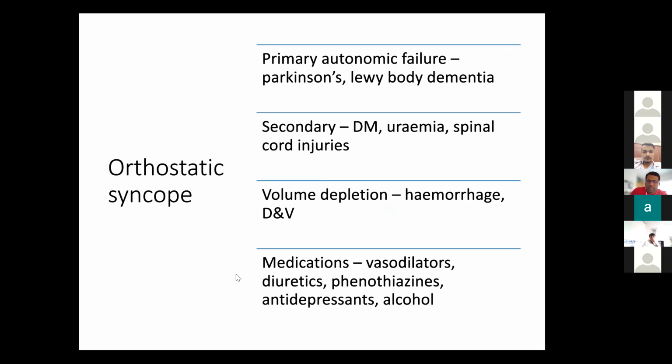Can we do primary or secondary? Primary when there is primary autonomic failure due to Parkinson's or any Lewy body dementia, where there are no structural causes found. Secondary when there is diabetes or renal failure or any spinal cord injuries, when there is thoracic upper spinal cord injury.